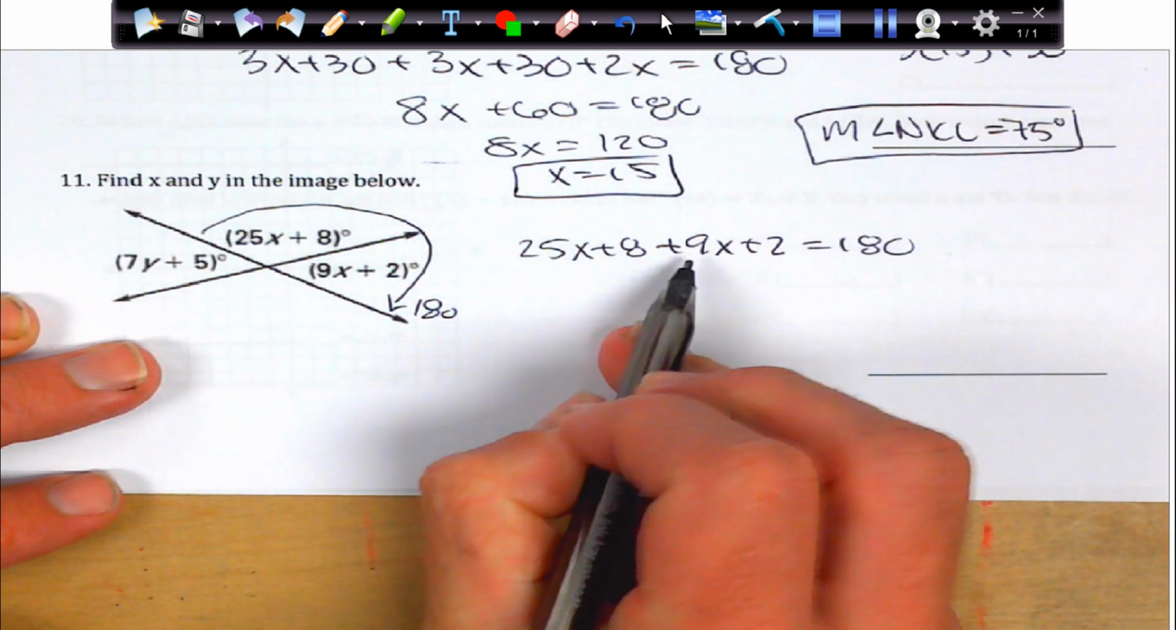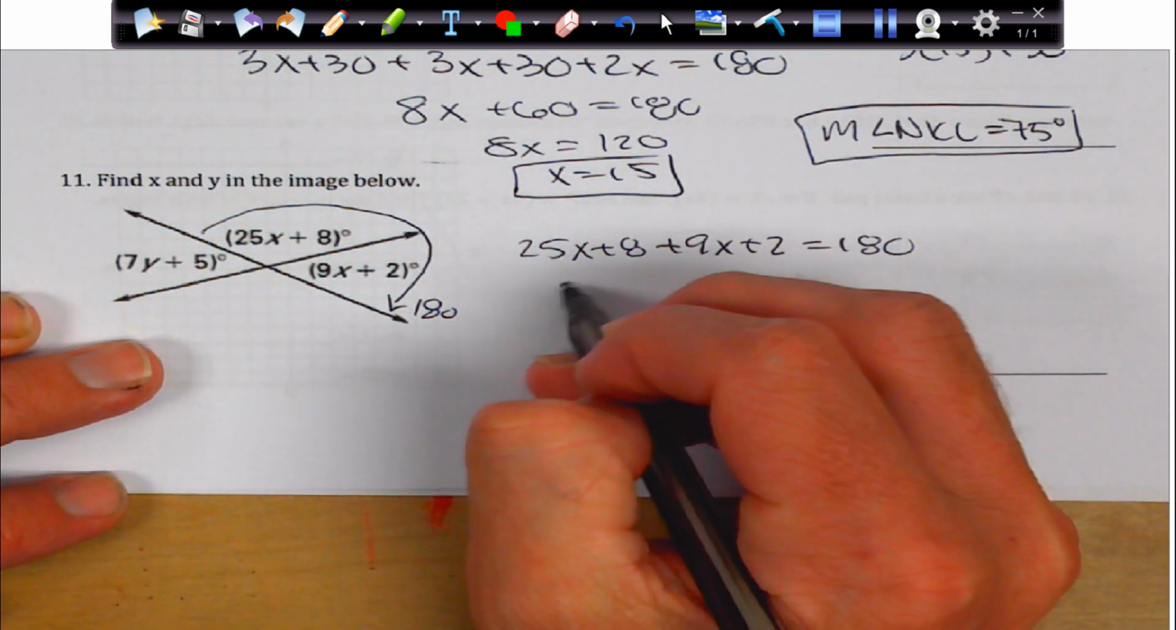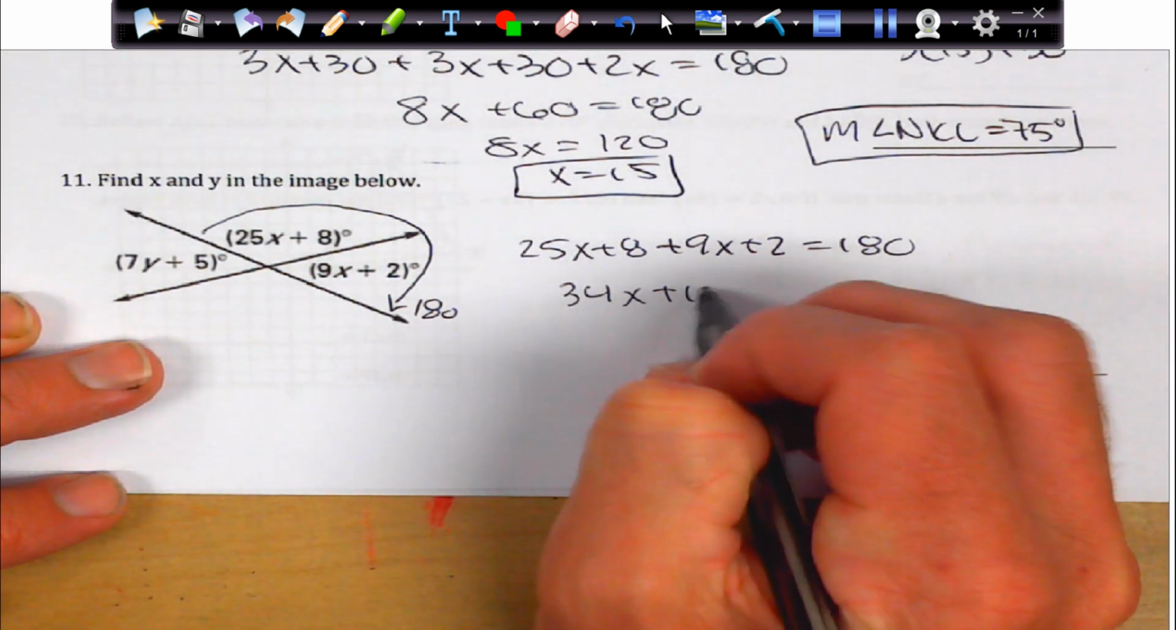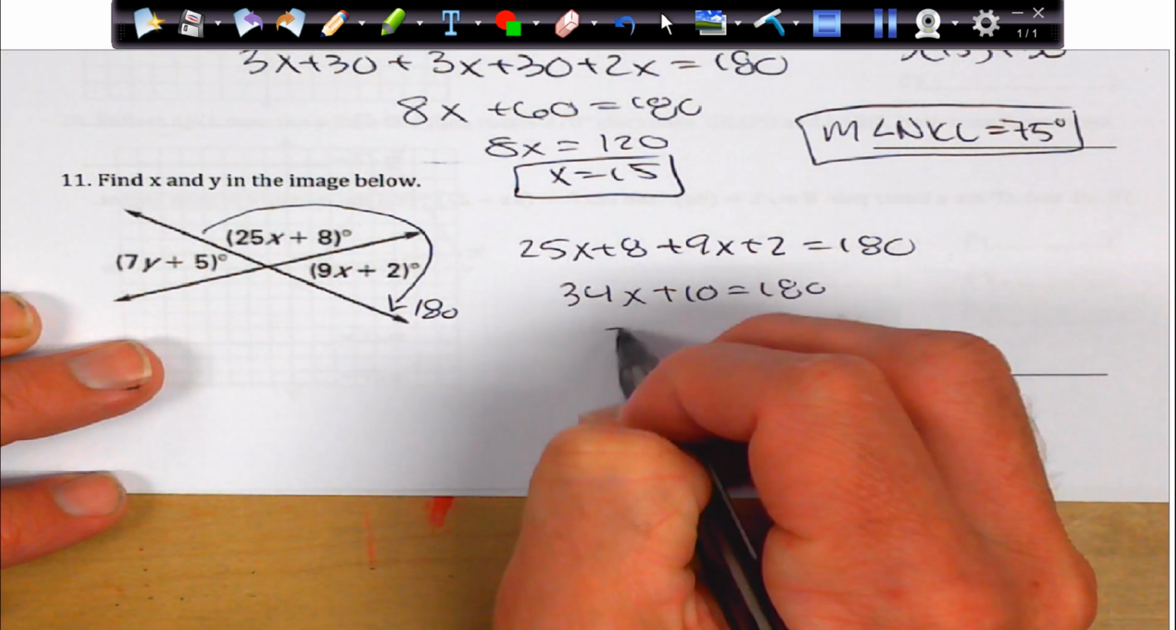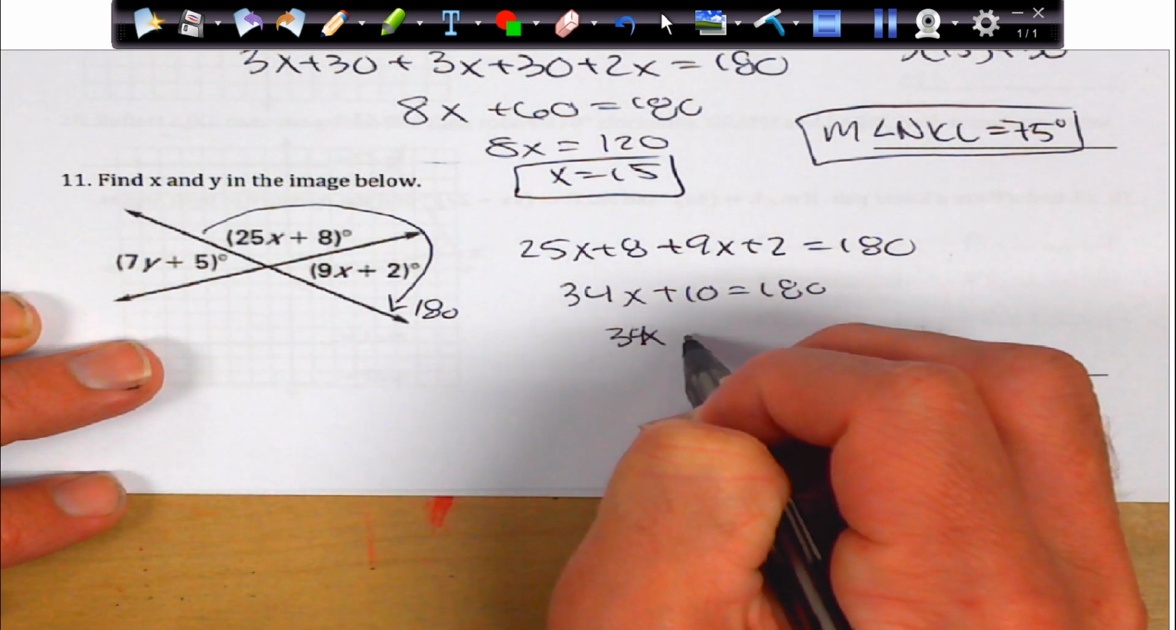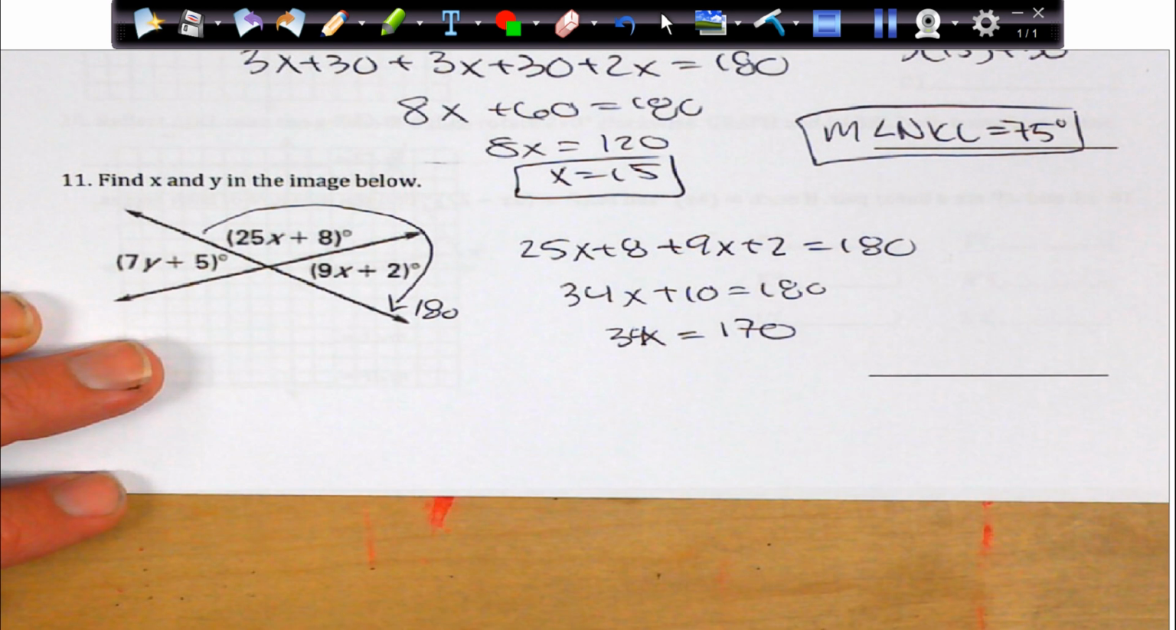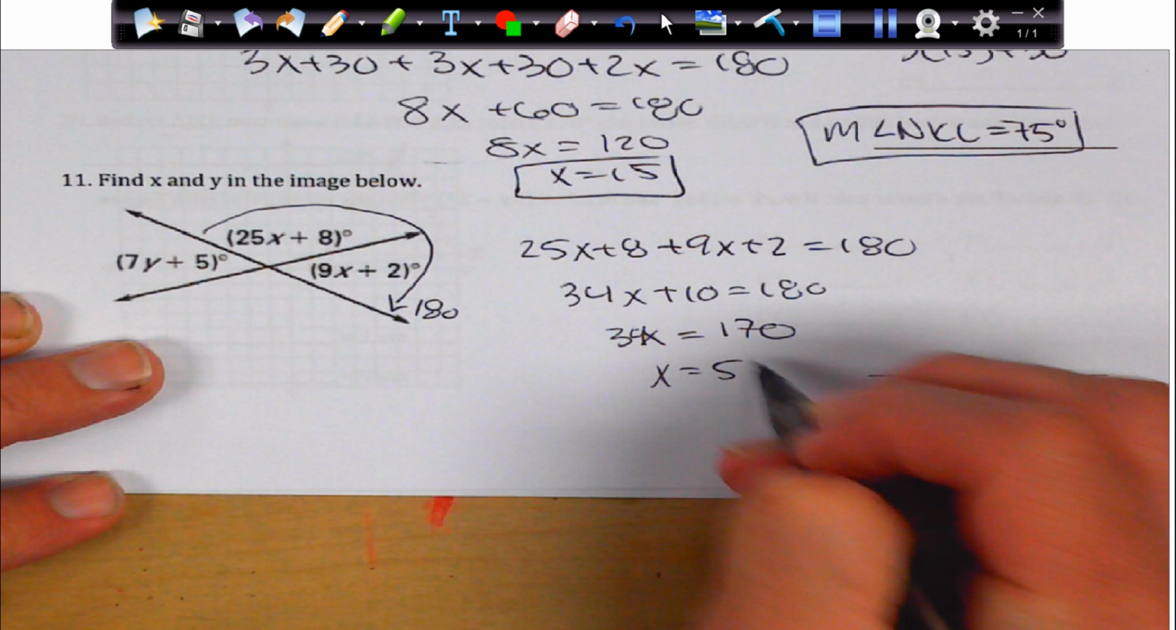Okay, 9x and 25x should give me 34x. 8 plus 2 is 10. Subtract the 10, and I should get 170. And 170 divided by 34 is going to give me x equals 5.